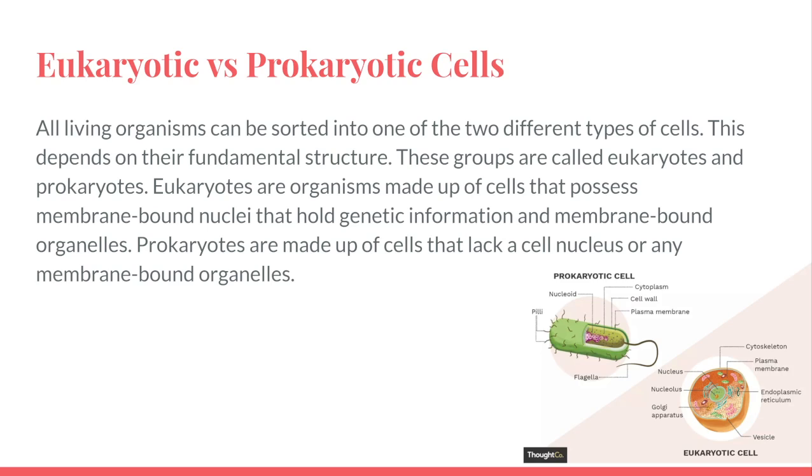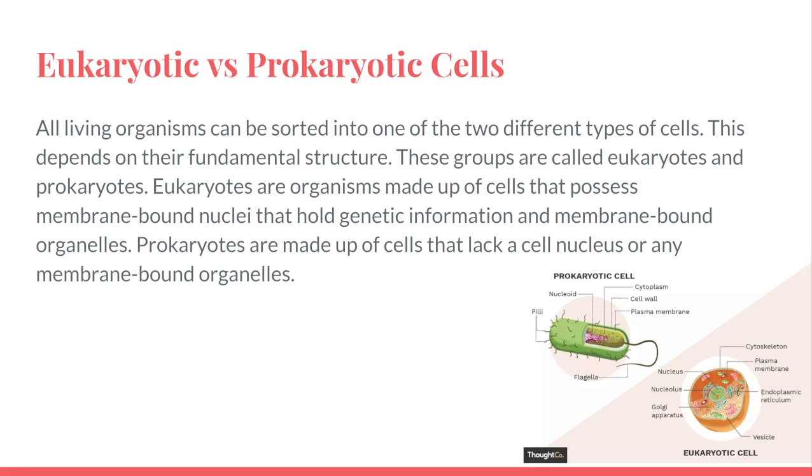Prokaryotes, on the other hand, are made up of cells that lack a cell nucleus, or any other membrane-bound organelles. At the bottom right, you can see a little diagram, and at the top of that, there's the prokaryotic cell, and the example of that is the bacteria, and it does not hold a nucleus, but it does have a cell wall, cytoplasm, plasma membrane, a nucleoid instead of a nucleus, and villi, which are its little tails, and the flagella, which is its tail.